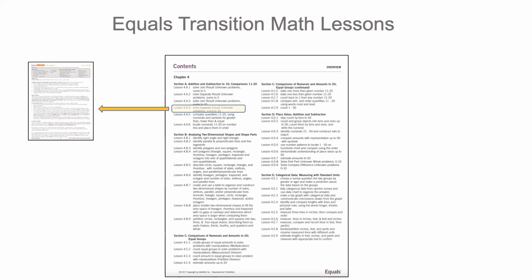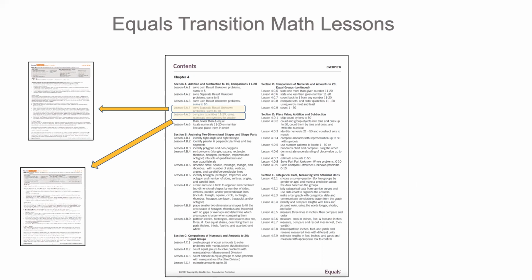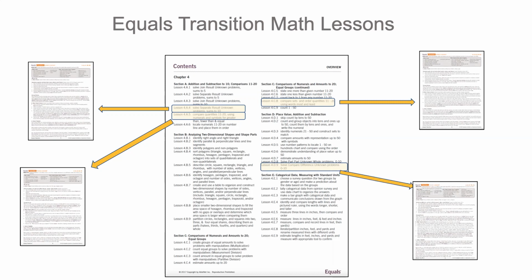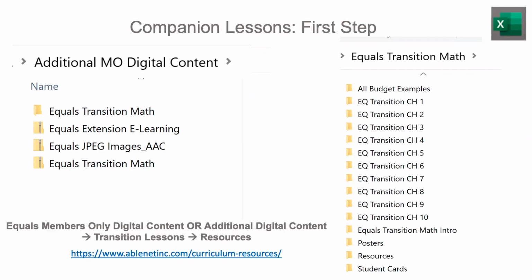So in this example here, within chapter 4, there are 4 Equals Math lessons that have transition lessons tied to them. The Equals lessons should be taught first. Then the transition lesson can be used to apply that skill to a transition point of view. Transition lessons are located in your Equals members only digital content or within your additional members only digital content, depending on when you accessed members only.